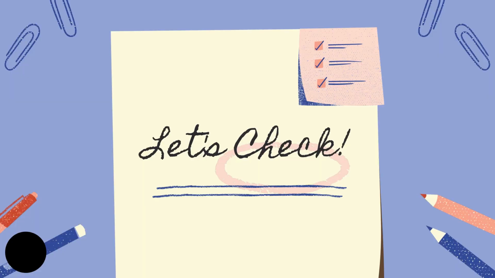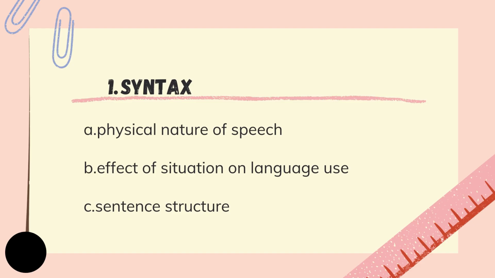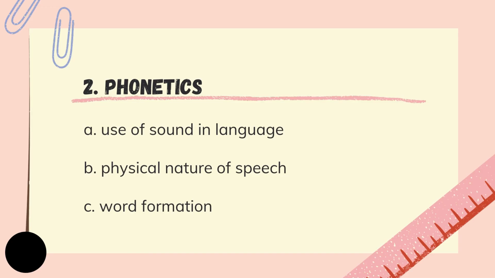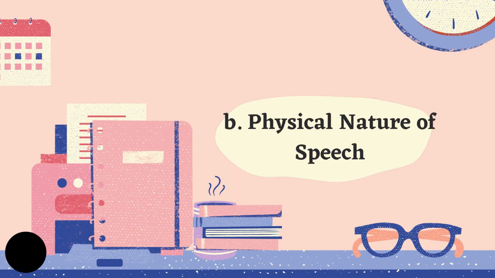So let's check your pretest. For number 1, syntax. Is it letter A, B, or C? The correct answer is letter C, sentence structure. For number 2, phonetics. The correct answer is letter B, physical nature of speech.